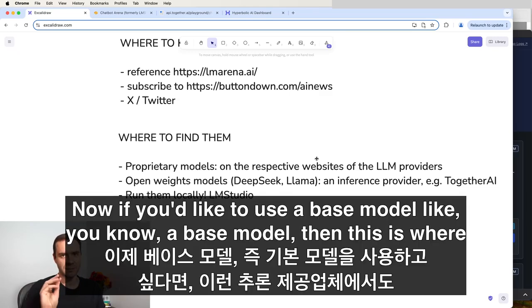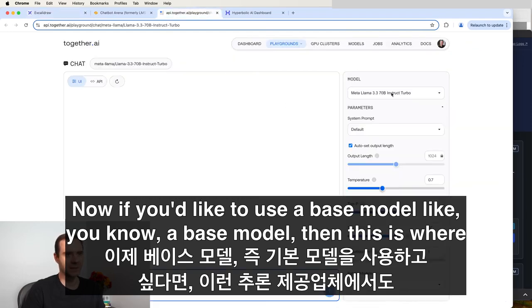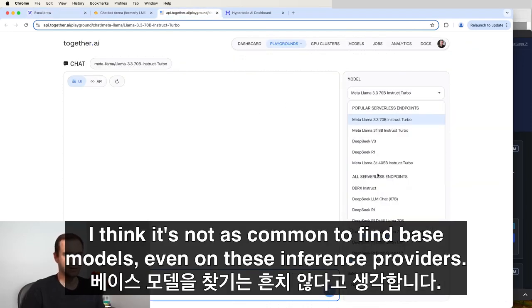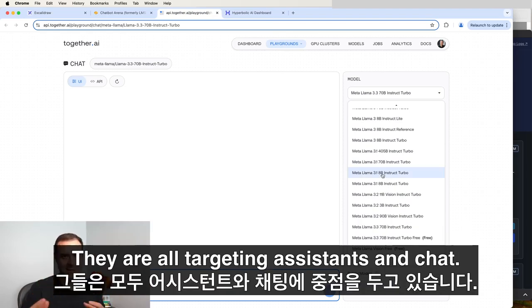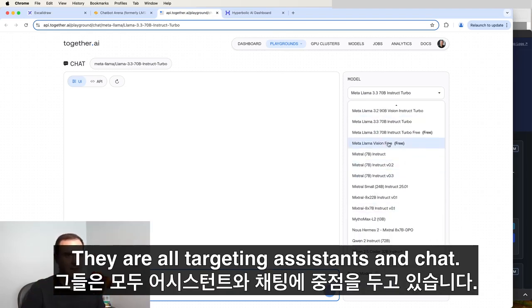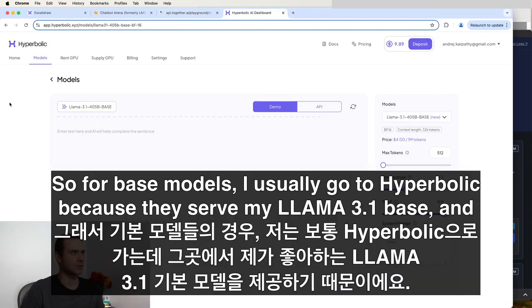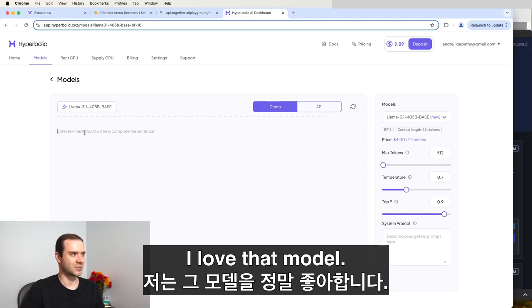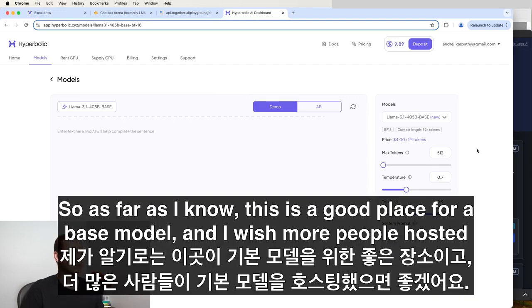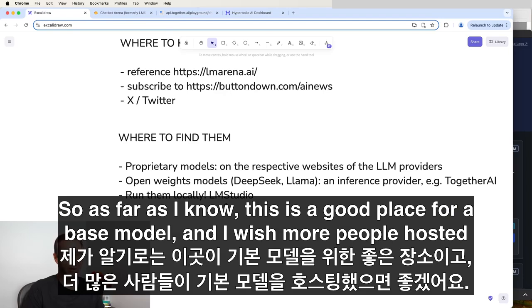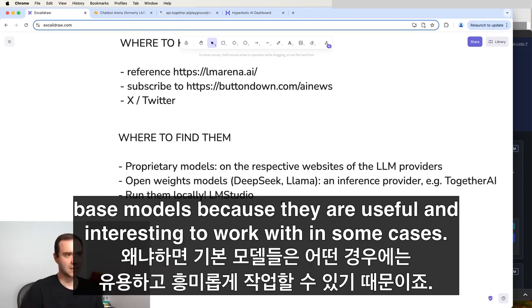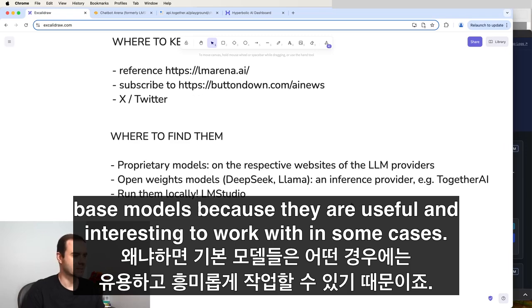Now, if you'd like to use a base model, this is where I think it's not as common to find base models, even on these inference providers. They are all targeting assistants and chat, and so even here I couldn't see base models. So for base models, I usually go to Hyperbolic because they serve my Llama 3.1 base, and I love that model. And you can just talk to it here. So as far as I know, this is a good place for a base model, and I wish more people hosted base models because they are useful and interesting to work with in some cases.